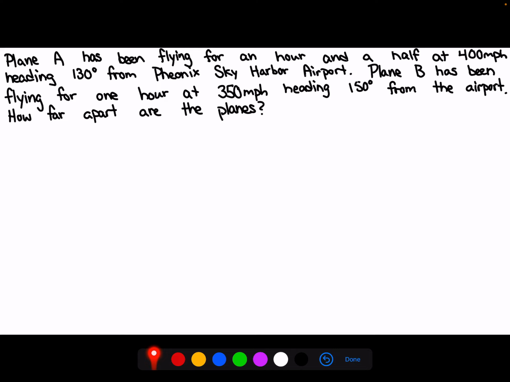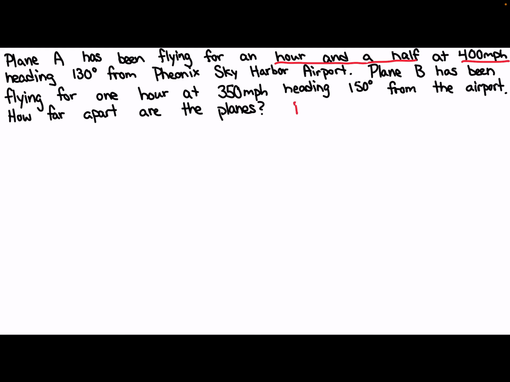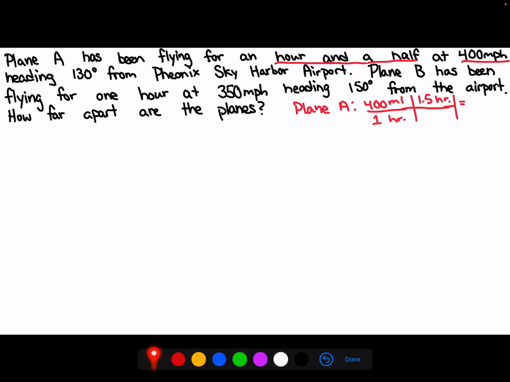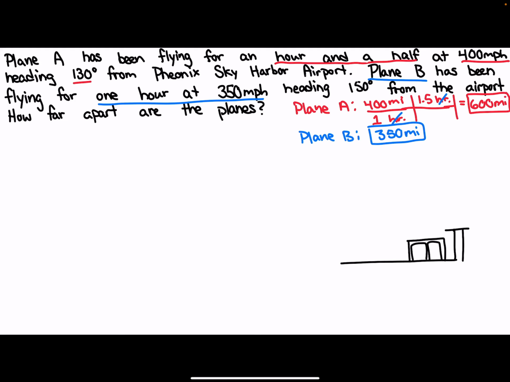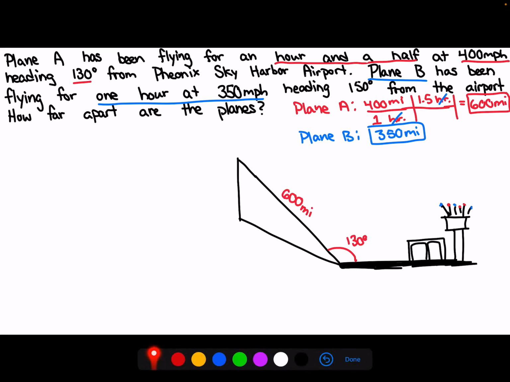So plane A was traveling at 400 miles per hour, and they traveled for 1.5 hours at that speed, for an hour and a half. So therefore I have 400 miles per 1 hour times 1.5 hours. With this dimensional analysis, the hours will cancel, and I'll just be left with miles. 400 times 1.5 will give me 600 miles. As for plane B, they've only traveled 1 hour at 350 miles per hour, which means they've only traveled 350 miles.